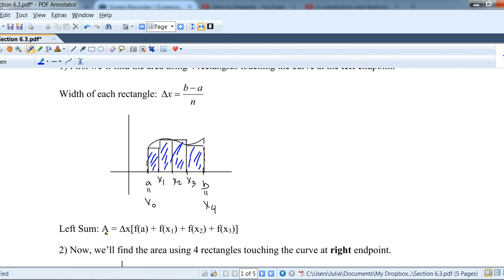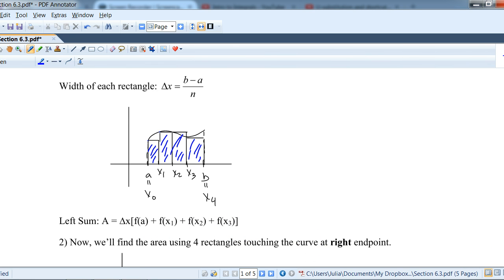So how to compute the actual area is one of the ways is to multiply the length times width, but since the width is always the same, we can factor it out. So we'll have delta x times, and then the height of each rectangle. Let's say for the left sum, we'll start with f of a, the leftmost endpoint. You'll see that's the height of the first rectangle. Then f of x1, which is the height of the second rectangle. Then f of x2, the height of the third one. Then f of x3, the height of the fourth one. Here's all 4 of them. Notice how we didn't actually quite get to b, but that's okay.